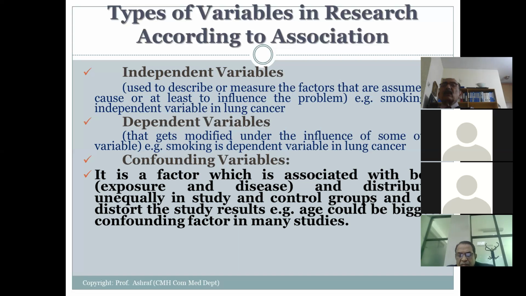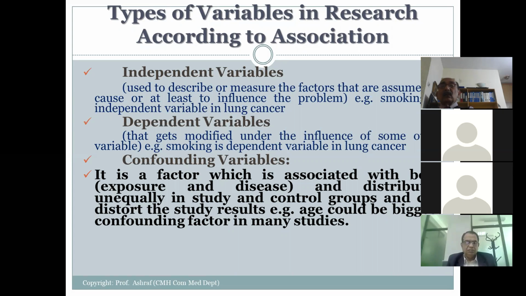So, for example, you do a case control study and you want to see the association between smoking and lung cancer. Then of course you should try that age or gender should be equally distributed between the two groups. That you do with the help of matching. Similarly, in an experimental study, you also try that stage of disease should be equally distributed between the study group and the experimental group. That you do with the help of randomization. So if you do not take care of confounding factors, then your results may be distorted.